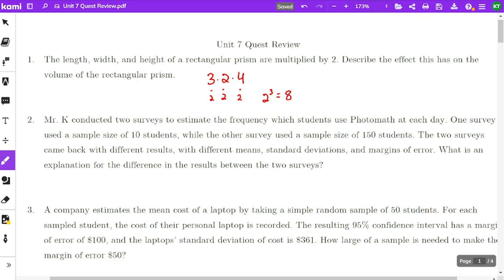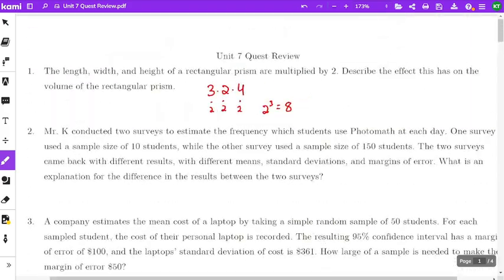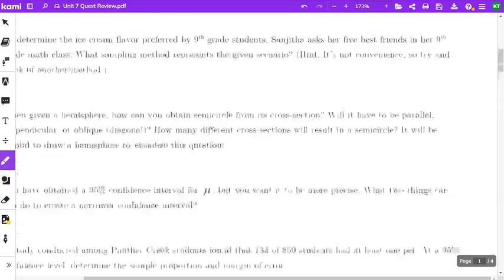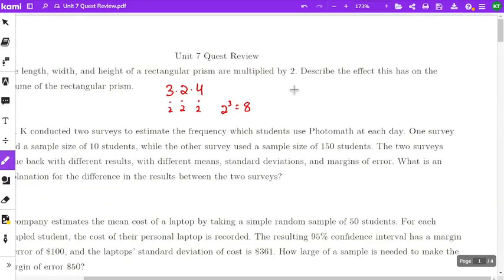So if each one of my length, width, and height are being multiplied by 2, the effect this is going to have on my rectangular prism is that this is going to be multiplying it 8 times. So it is going to be 8 times the volume.